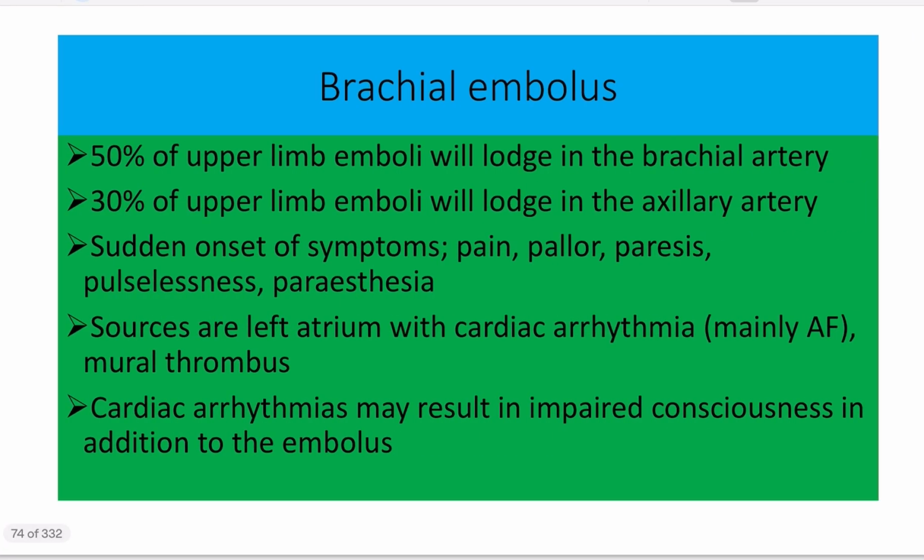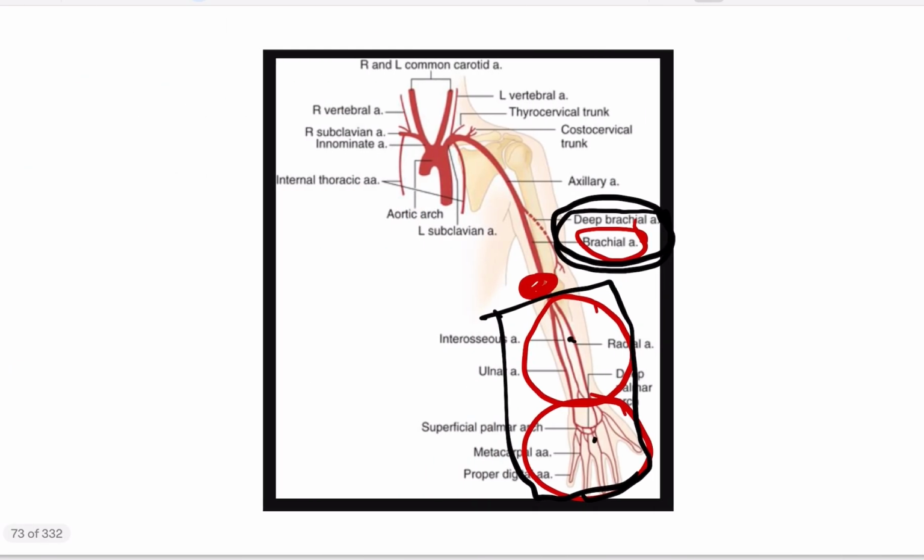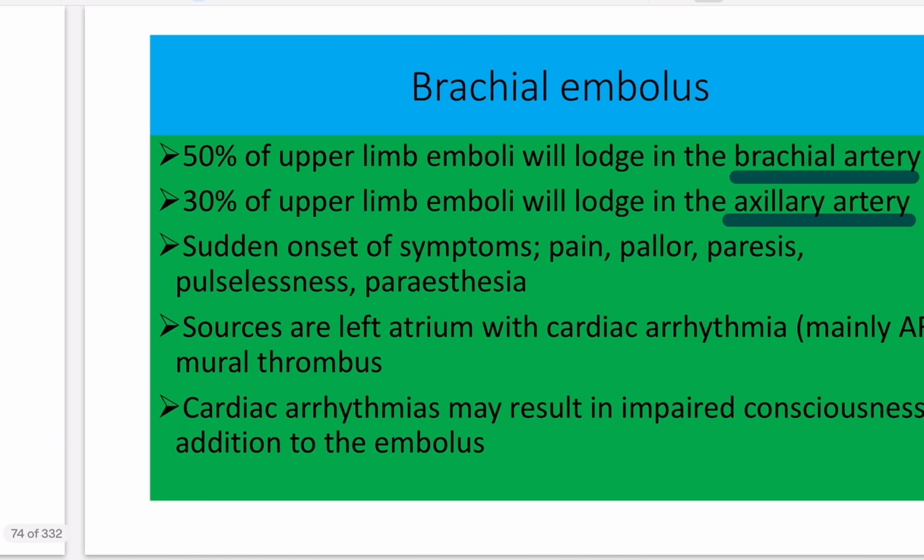So the brachial embolus, let's see the brachial embolus. 50% of upper limb emboli will lodge in the brachial artery. 30% of upper limb emboli will lodge in the axillary artery. So the brachial artery is most commonly affected, and when there is an axillary artery embolus, that means in this area, the pathology is also present in the arm area.